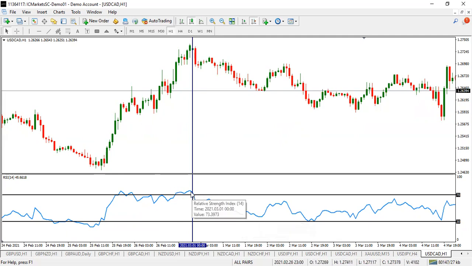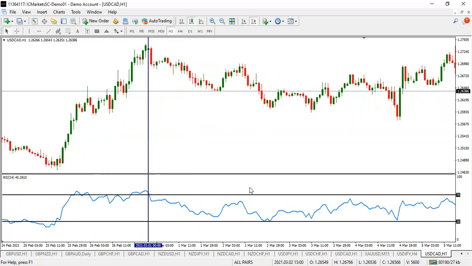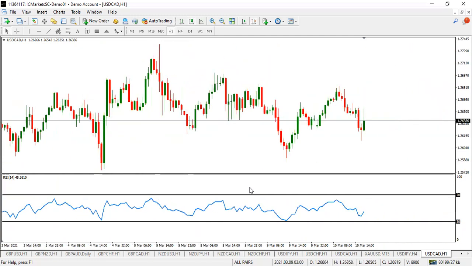It goes up this 70 line. All right, so you need to take note that once price goes above the 70 line, it is already overbought and it may drop at any point right after that. Okay, I hope that is very, very clear. So a lot of people are using this to generate signals.